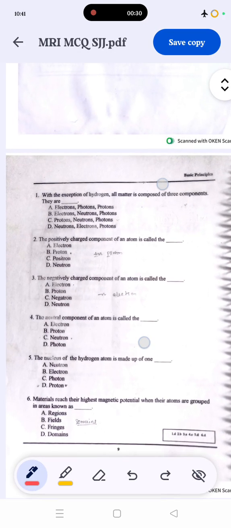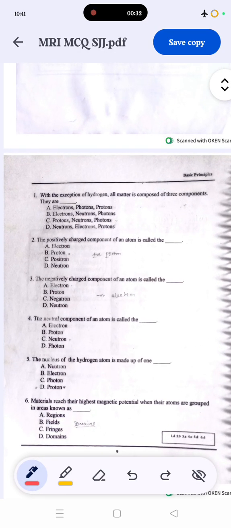First question: with the exception of hydrogen, all matter is composed of which three components? The option is D: neutron, electron, proton. It asks about the exception of hydrogen, all matter composed of three components. The options are electron, proton, photon; proton, electron, neutron; photon. This is the correct answer, D.